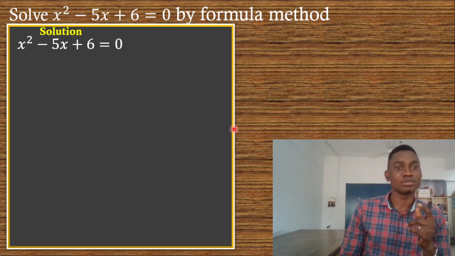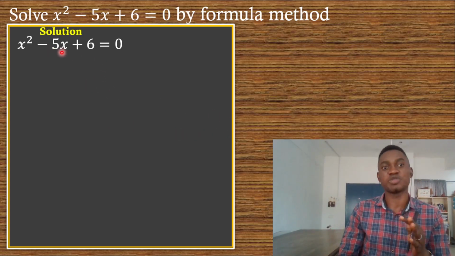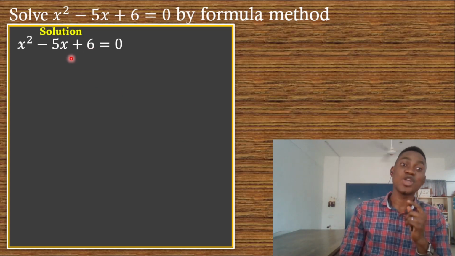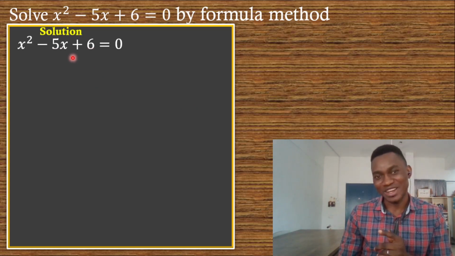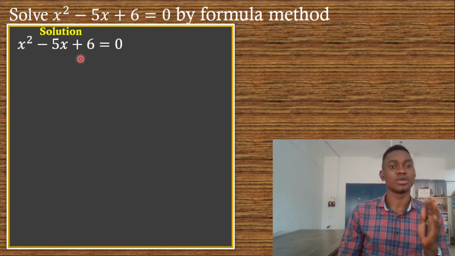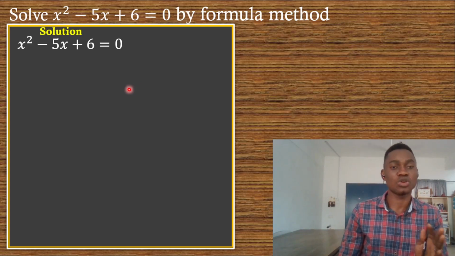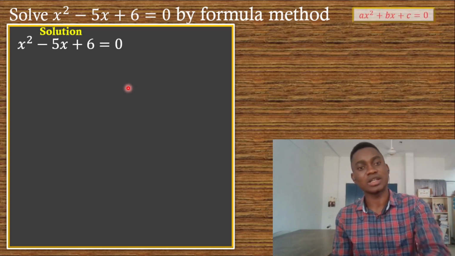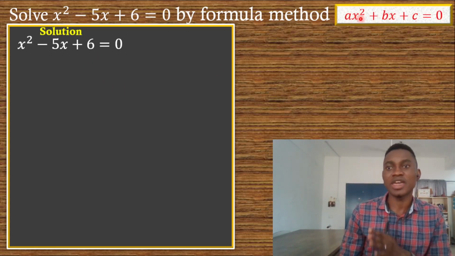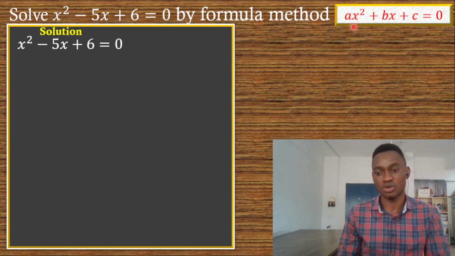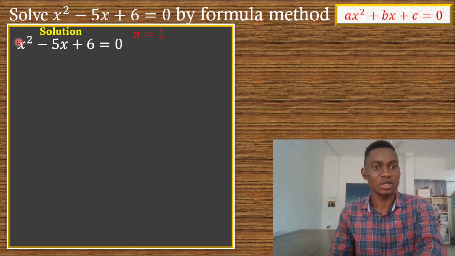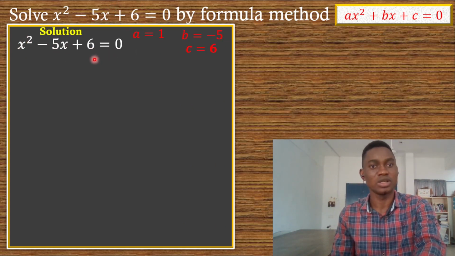Now, in our first class we used the factorisation method to solve this particular question. Today we are going to use the almighty formula, the formula method. Given x squared minus 5x plus 6 equals 0, don't forget that this equation is of the form ax squared plus bx plus c equals 0, where a is 1. As you can see, a is always the coefficient of x squared. So a is 1, b is minus 5, and c is 6.